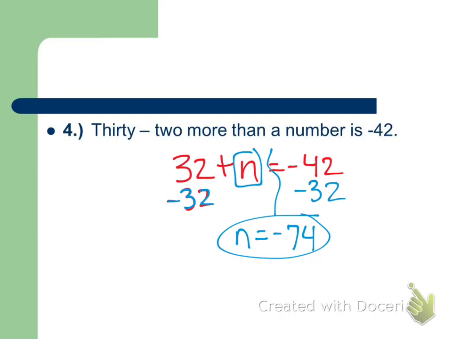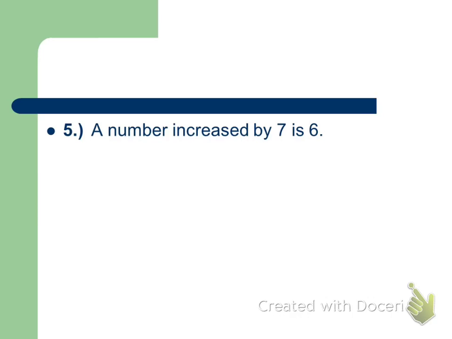All right, we're going to keep it going. A number increased by 7 is 6. Jamal, what did your group write as the equation? X plus 7 equals 6. Works for me. Increased by means we're adding.